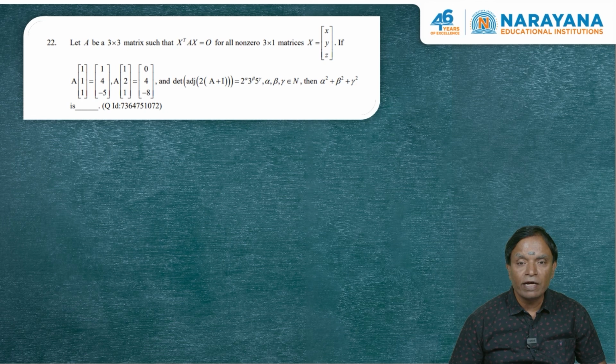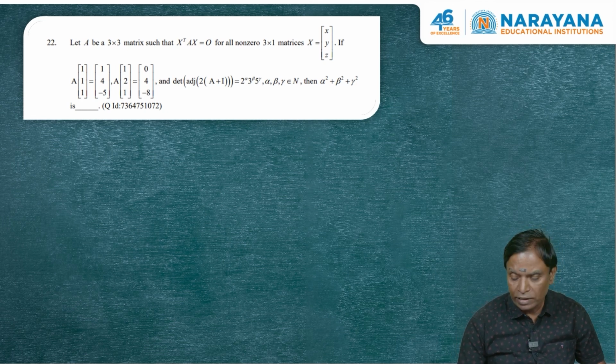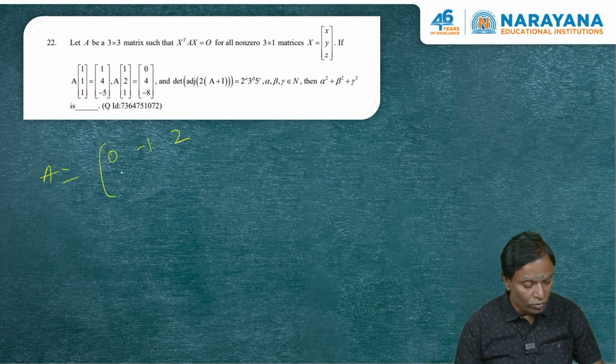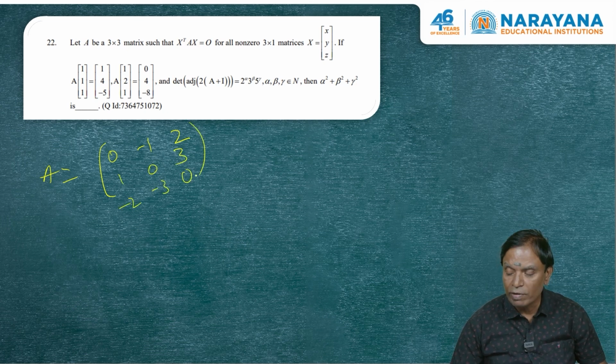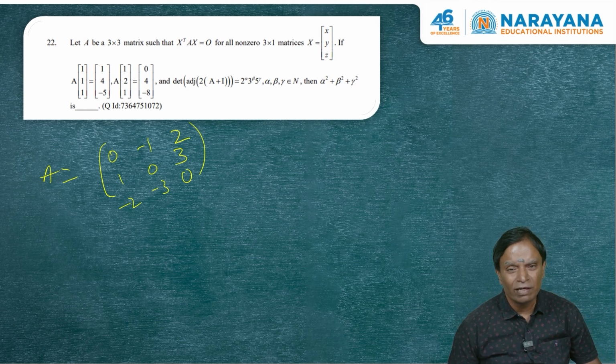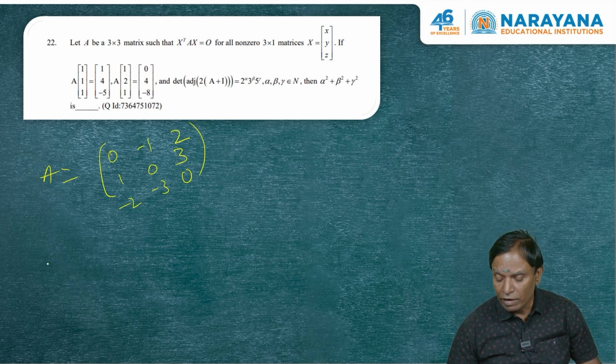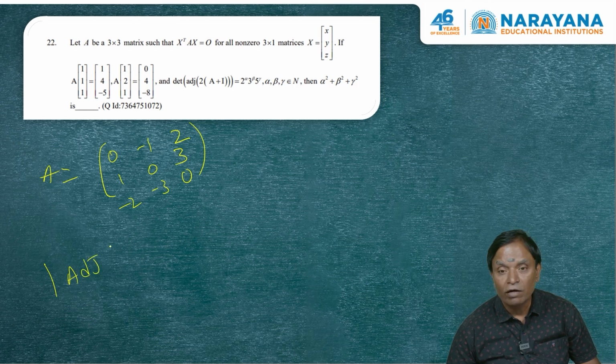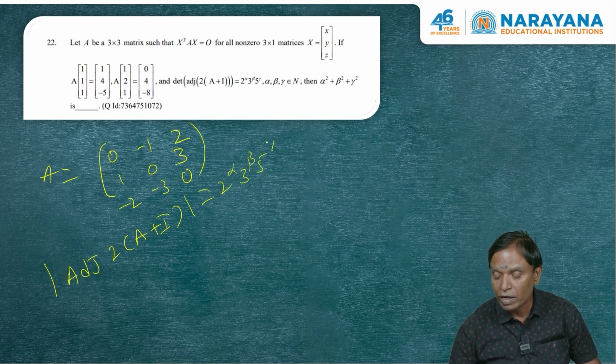If I take a 3 by 3 matrix A, and if I use the conditions whatever he has given, you get the matrix as 0, minus 1, 2; 1, 0, 3; minus 2, minus 3, 0. This is your matrix A, which satisfies the given condition. You can take A as A1 A2 A3, B1 B2 B3 and C1 C2 C3, and then you are given determinant of adjoint of 2 times A plus I is equal to 2 power alpha 3 power beta 5 power gamma.